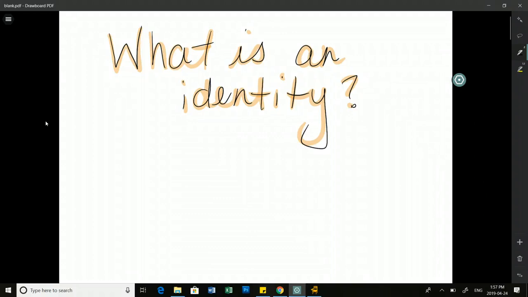Okay, so today we're going to talk about something called trig identities. Gentlemen at the back, are you ready? Okay, so today we're going to talk about trig identities. One more time, still waiting.